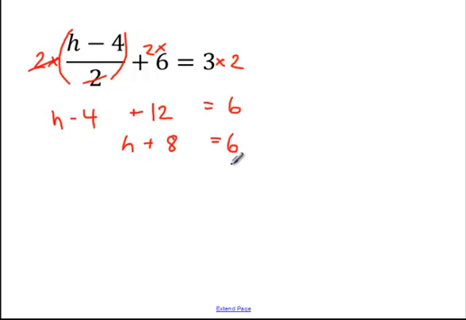And then I can subtract 8 from both sides. So subtract 8 from this side, subtract 8 from this side. That gives me h is equal to 6 minus 8, which is negative 2. Okay, so I've got h is equal to negative 2. So again, all I've done here is I've checked out my denominator, which was 2, and I've multiplied every single term by 2. And that gives me a nice equation there without any fractions in it, and I can just go ahead and solve it the regular way.